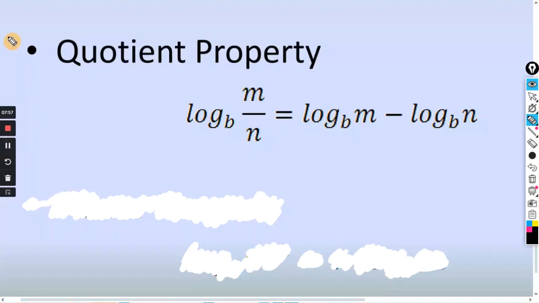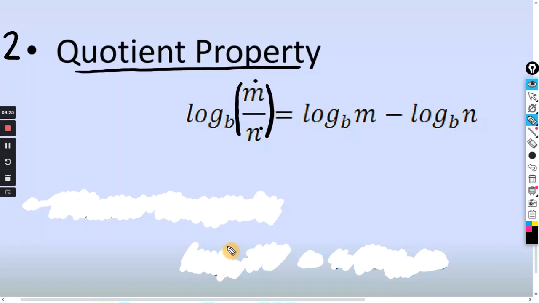All right, example 2. We are looking at the quotient property. Log base b of m divided by n equals log base b of m minus log base b of n. So when the argument here is a fraction, when it's divided, it's going to be the numerator minus the denominator. Okay, and how can you remember this one?